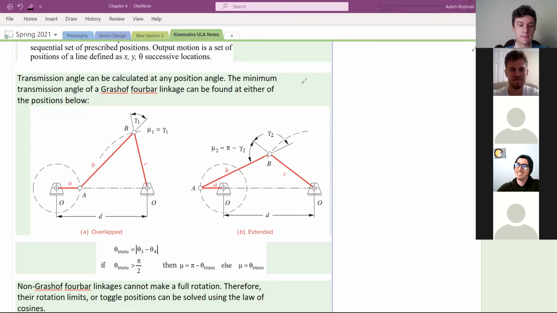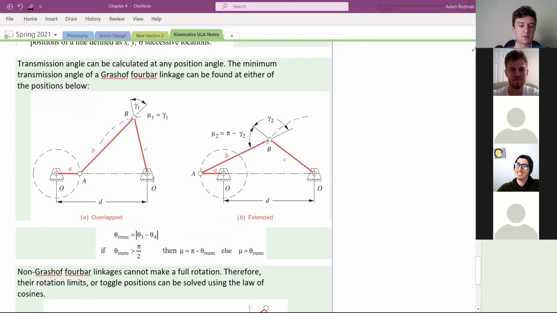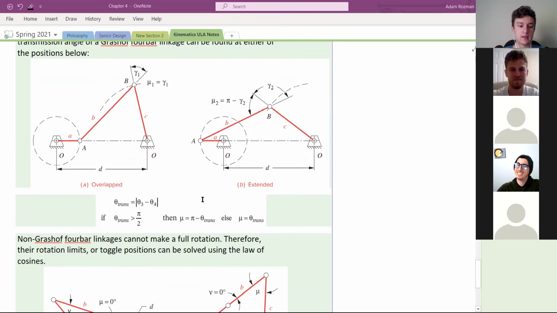So the transmission angle, the gamma here, is really just as simple as the absolute value of theta 3 minus theta 4. Once you set it up at that point, you have to solve for theta 3 and theta 4, and then subtract them if it's a Grashof. And then basically, just look at the angle, and if it's 180 degrees more, just subtract it.